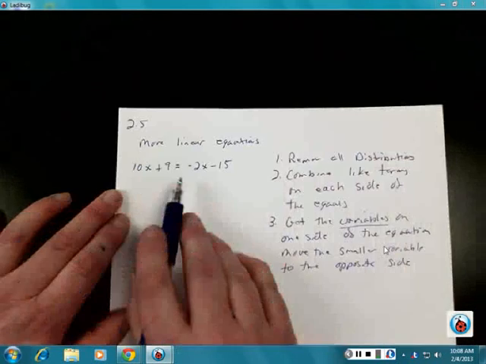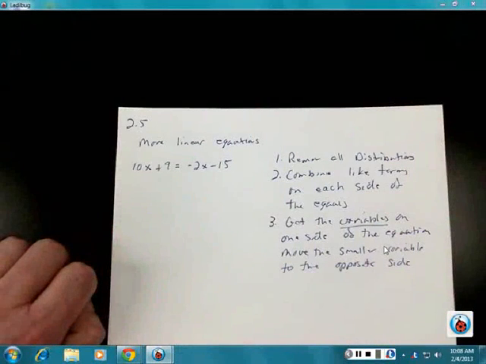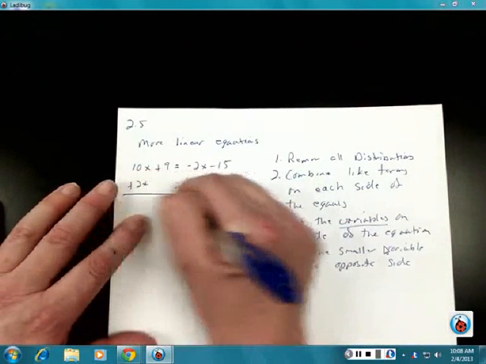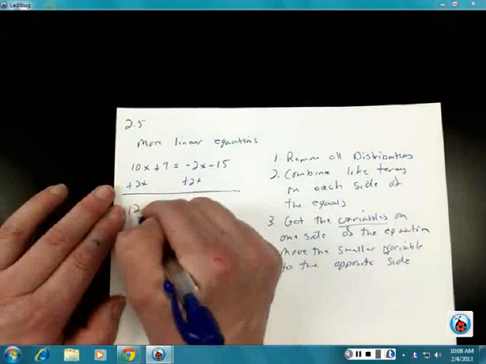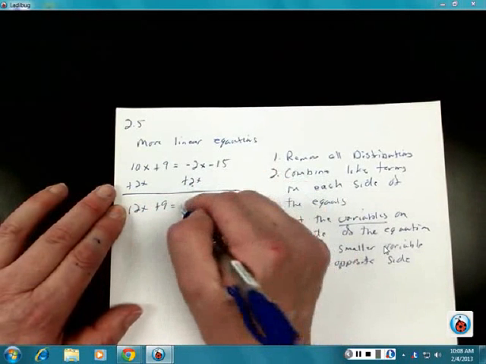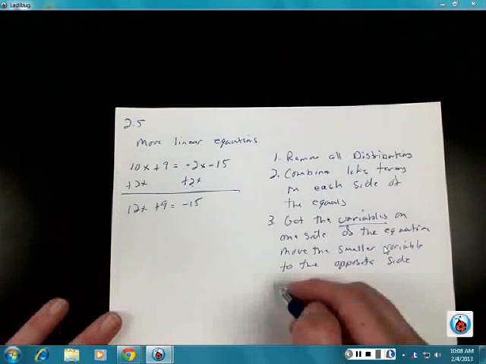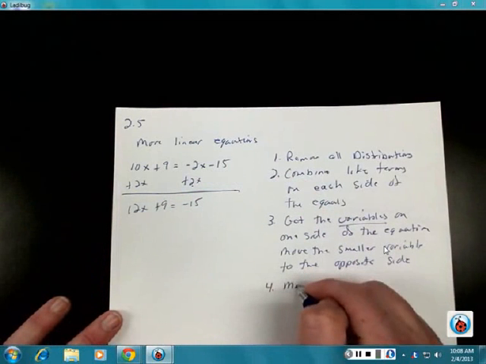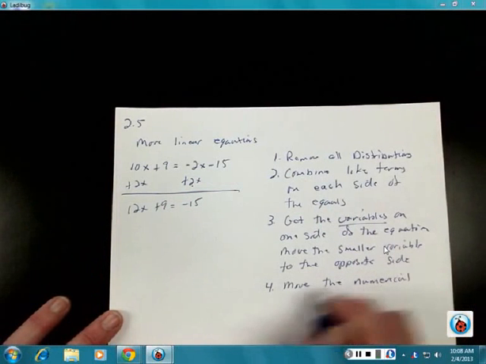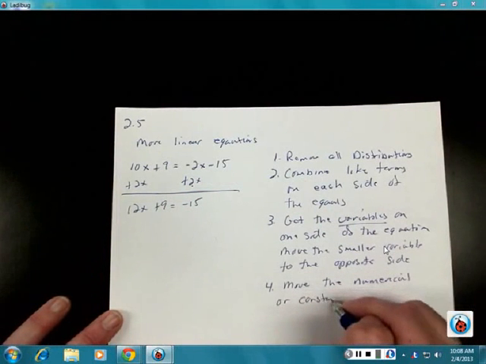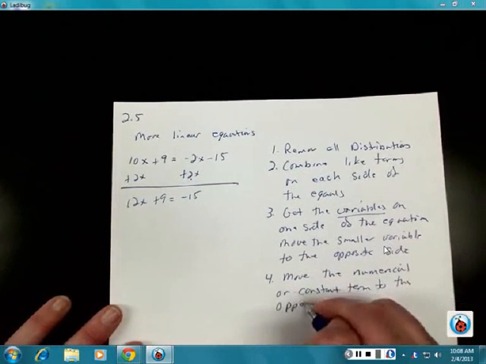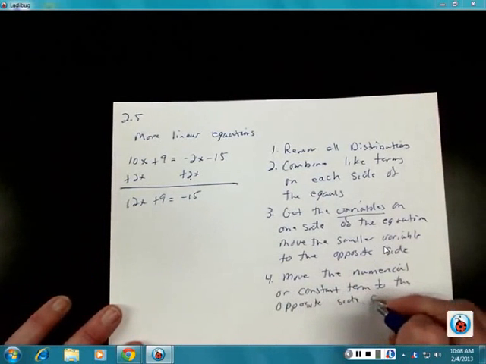So which one's smaller, 10x or negative 2x? Negative 2x. So that means I'm going to add 2x to both sides. So 10x plus 2x is 12x plus 9. The 2x's are gone. Bring down my negative 15. Okay. Step 4, move the numerical values, or the constant term, to the opposite side of the variable.